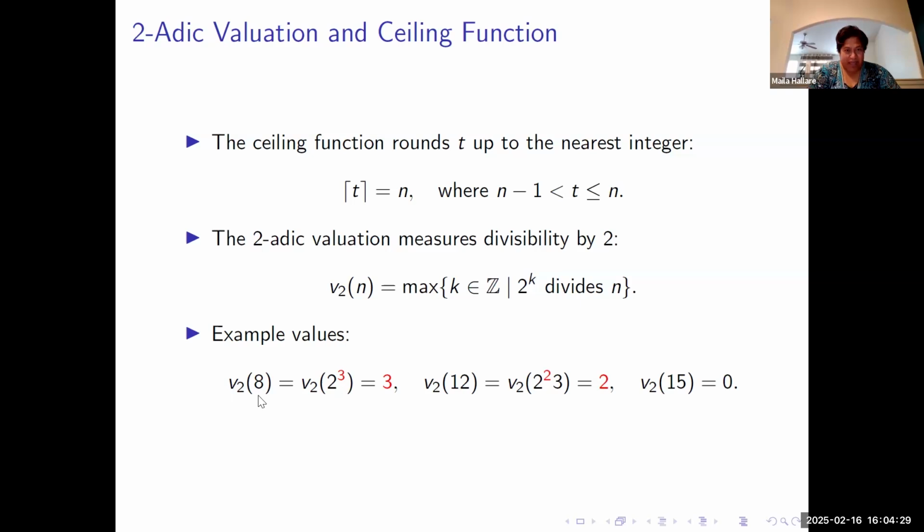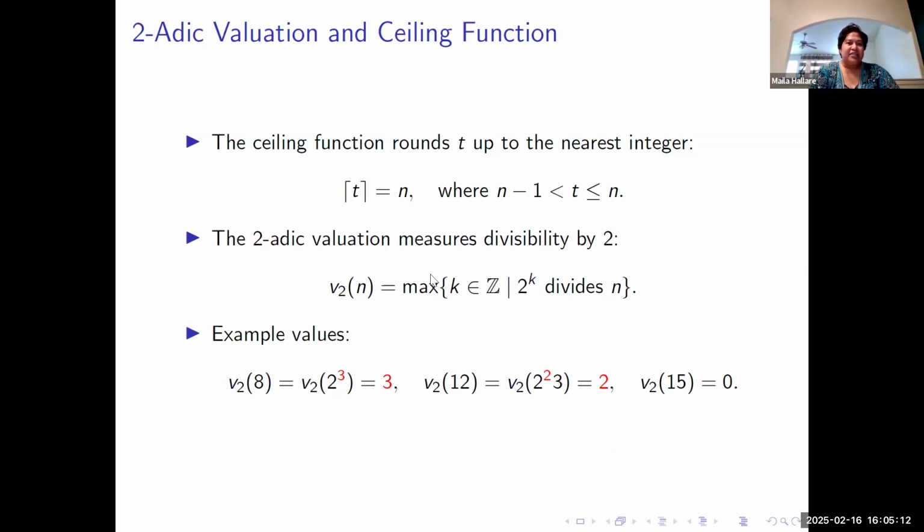The 2-Adic valuation of 8 will be equal to 3. Why is that? When we write 8 in its prime factorization, 8 is 2 cubed, and 3 is the largest power of 2 in the prime factorization of 8. So V2 of 8 is 3. Another example, the 2-Adic valuation of 12 will be equal to 2. Again, just write 12 in its prime factorization. Finally, the 2-Adic valuation of any odd integer is equal to 0, because any odd integer does not have any power of 2 in its prime factorization. This is also known as the fundamental theorem of arithmetic.